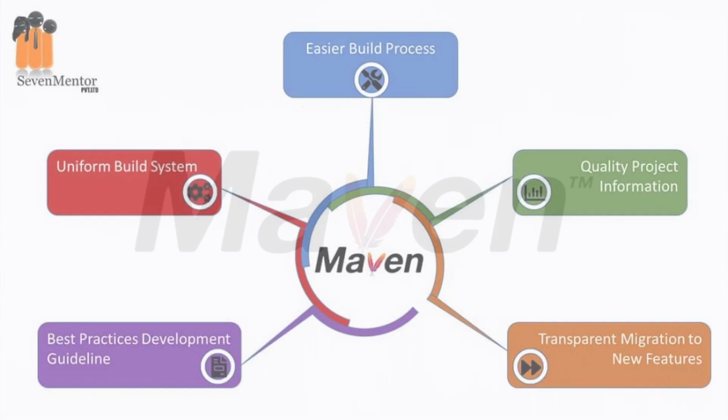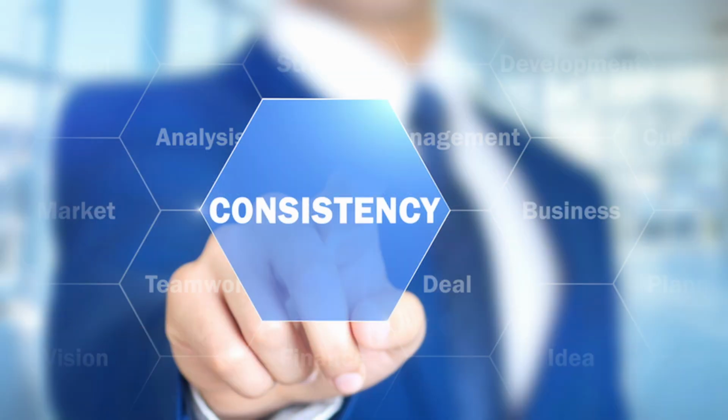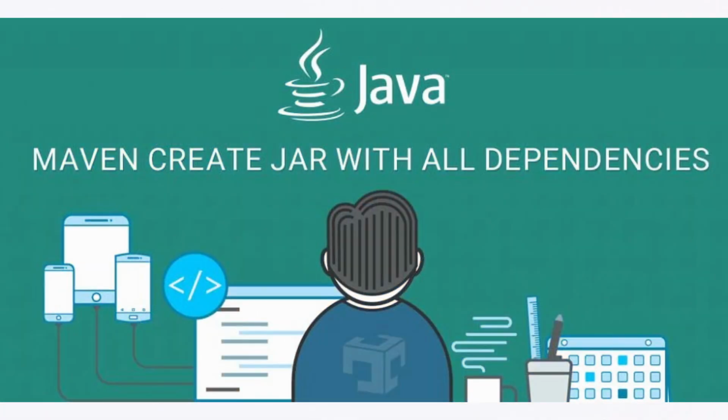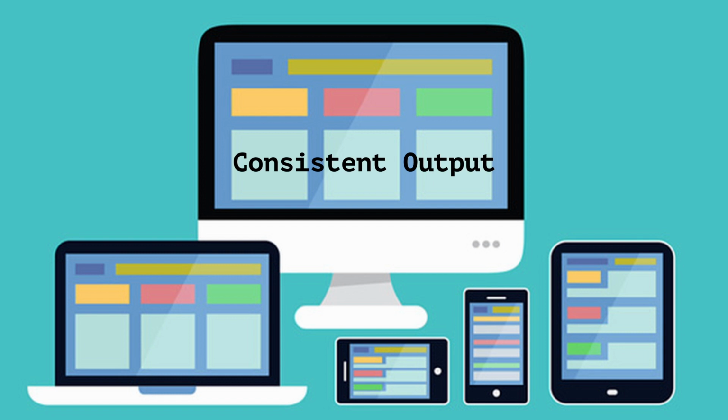Now, what are the actual advantages in terms of build automation? Consistency, as Maven ensures that all developers are using the same build process and dependencies, so that there would be a consistent output over different systems, such as a MacBook or even a Windows machine. Even though the operating systems are different, the code output will be the same on both systems.